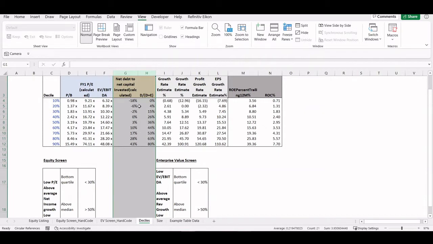Whatever measure of risk we pick, whether it's a price-based multiple, a financial measure like we've done here, or operating risk measures, pick one and stay consistent. Now we move on to growth.